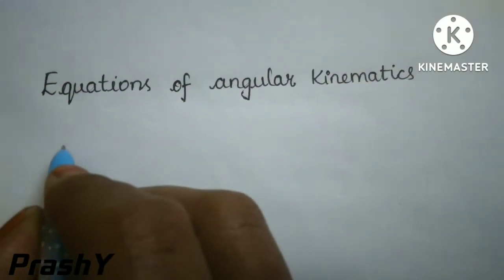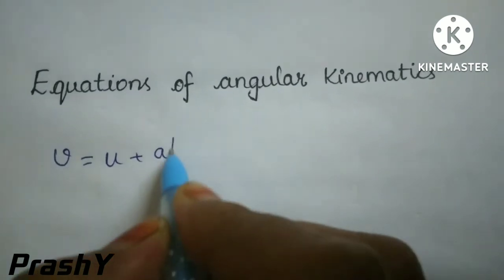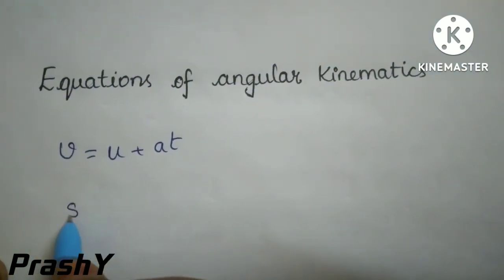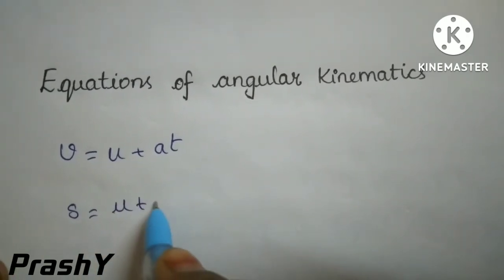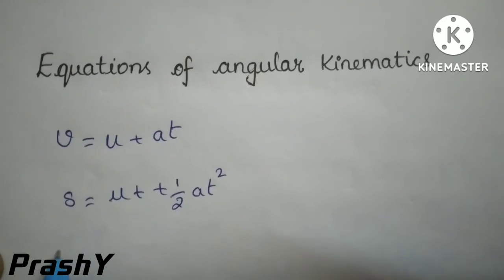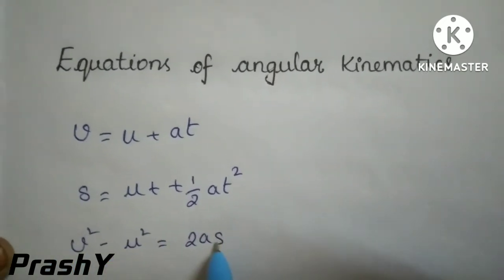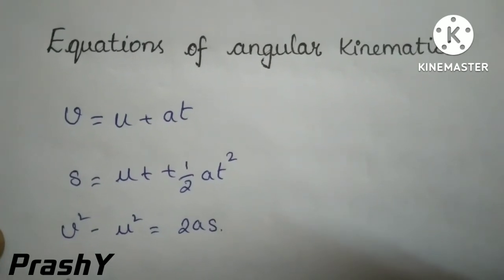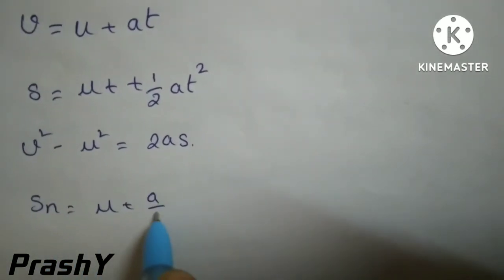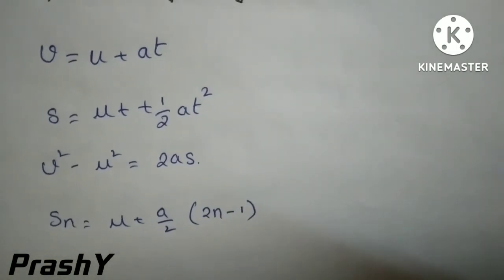For linear motion, final velocity is equal to initial velocity plus acceleration into time. That is, v is equal to u plus at. And s is equal to ut plus half at squared. So here s is the displacement. And v square minus u square is equal to 2as. So these are the three equations of motion. And finally we know that Sn is equal to u plus a by 2 into 2n minus 1. This is the nth second.